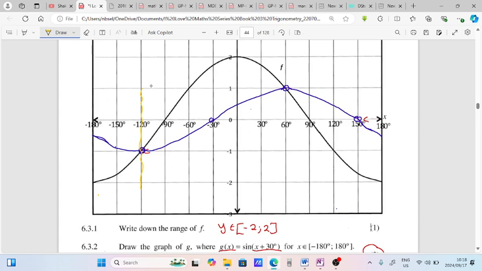Looking at the left hand side, going that way, what is the graph of g doing? Is it increasing or decreasing? What is the slope here, negative or positive? The gradient is negative, so on this side it is decreasing. Now from the right, going that way, what is happening to the graph? Now it's increasing.